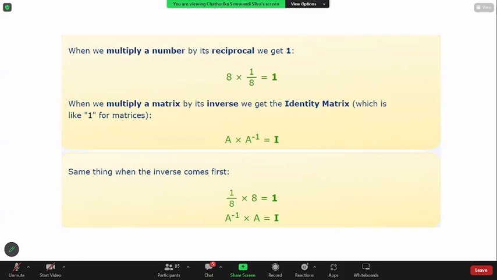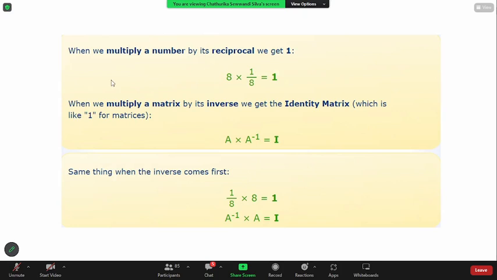Right. So the next thing is, when we multiply a number by its reciprocal, we get one, right? If it is 8, the reciprocal is 1 over 8. But if we multiply the number with its own reciprocal, the answer we get is 1, right?